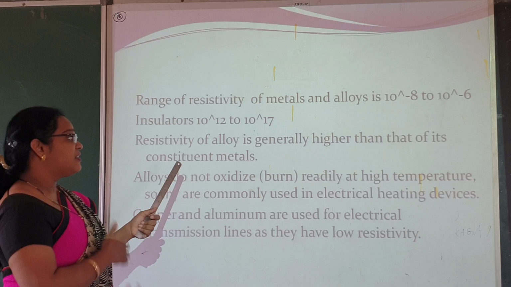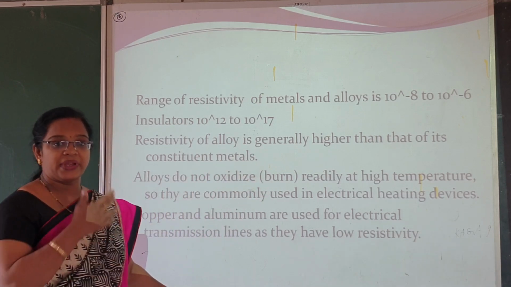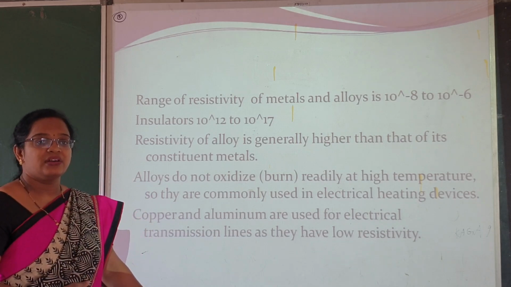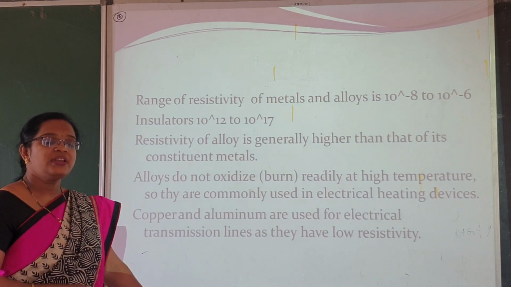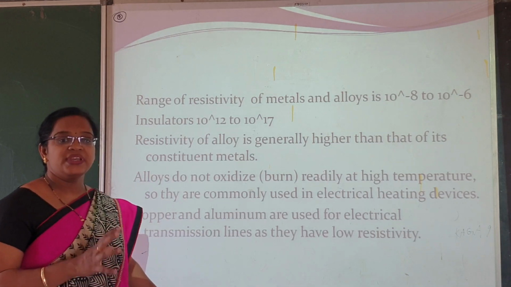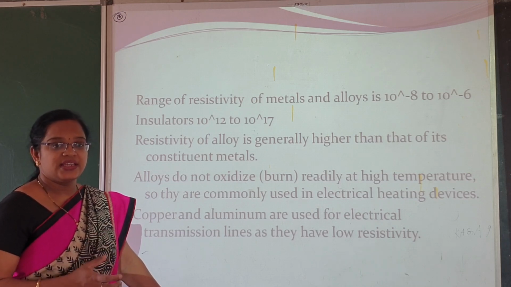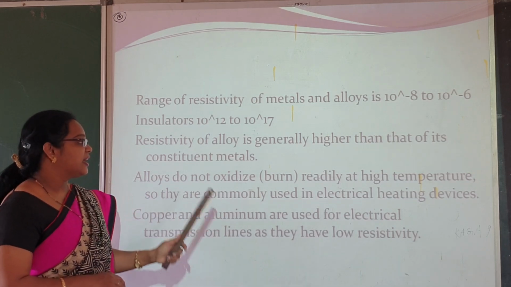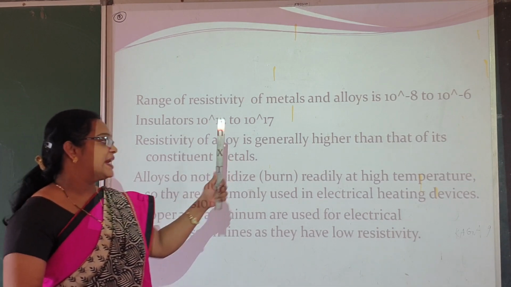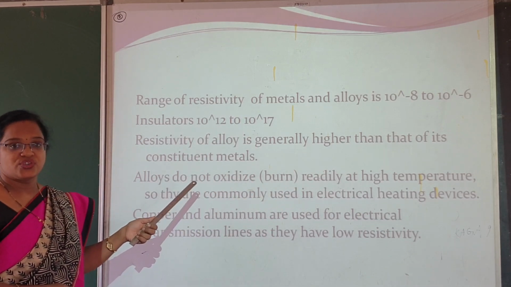The resistivity of an alloy is generally higher than that of its constituent metals. What do you mean by alloys? Alloys are a mixture of two or more metals. If you mix them in a proper proportion, then we will get an alloy. Steel is an alloy. So alloys will have a higher resistivity than their constituent metals.